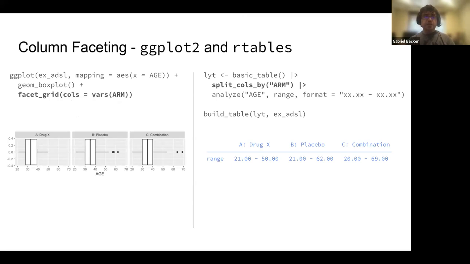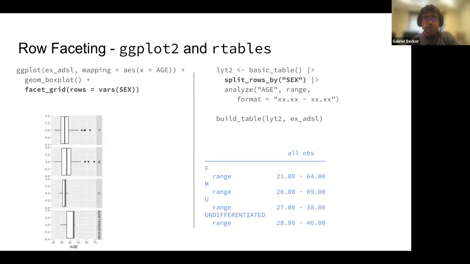So we're just going to go through some examples and really hammer in the point that this is exactly the same as what you probably have already seen in ggplot. That is a useful way of thinking about it here, right? So we're saying facet columns by arm, and then give me a box plot, or facet columns by arm, and then give me the range. So these are going to be the same, you can see the same structure here.